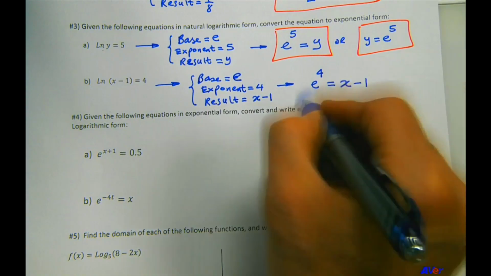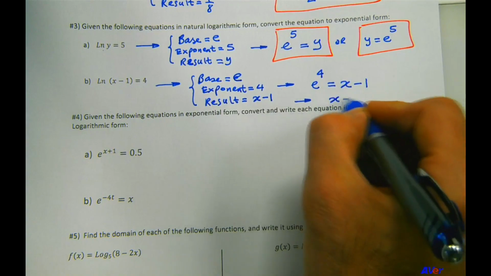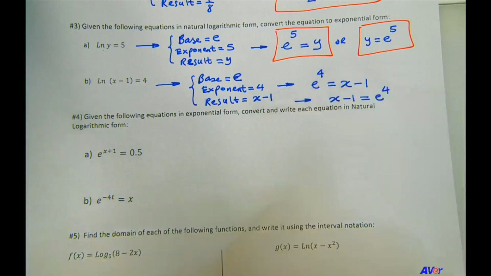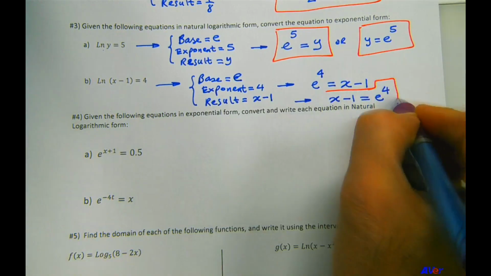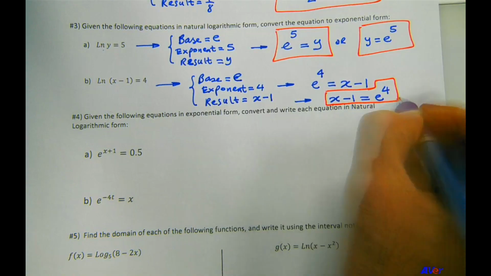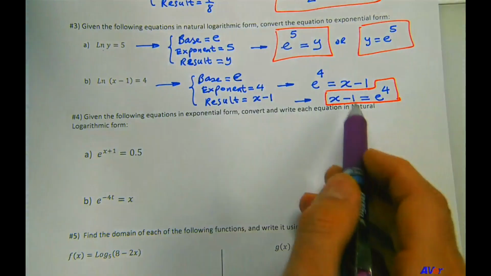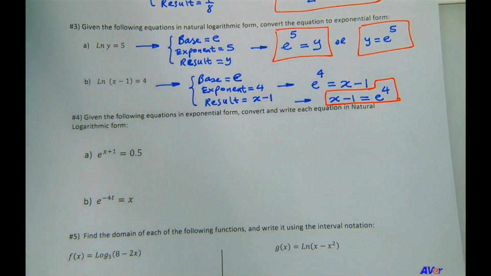Or let me put the variable on this side. So x minus 1 is equal to e to the 4. They're both the same expression or equation. Okay, like that. So that is the equivalent of that expression in exponential function form.